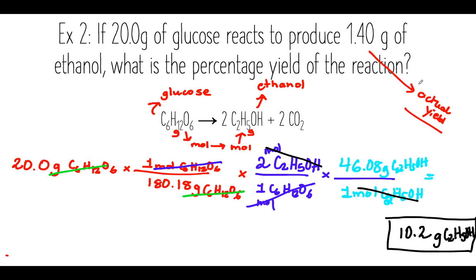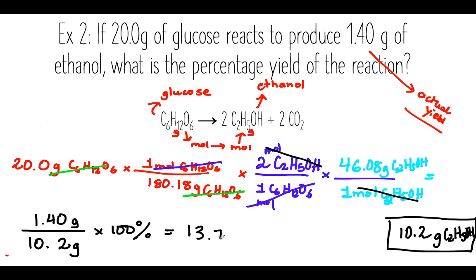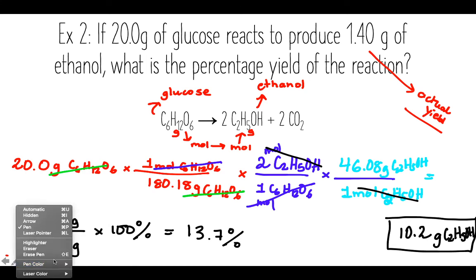Now, the question is not asking me for theoretical yield, it's asking me for percentage yield. So I have to take my actual yield from the question, 1.40 grams, divide by my theoretical yield that I figured out in my calculations, times 100%. Right, so when I do this particular calculation times 100, I will get 13.7%. So this is the percentage yield for this reaction.